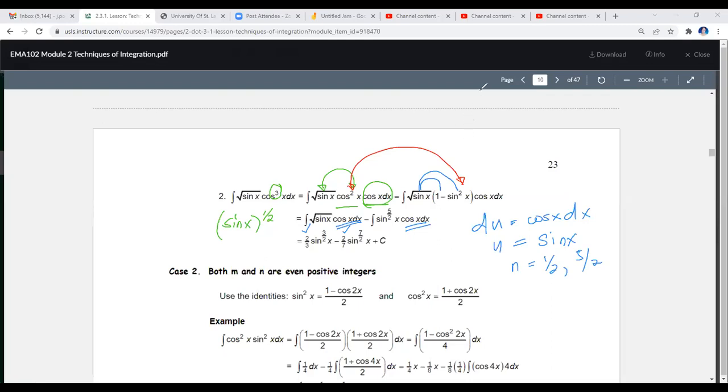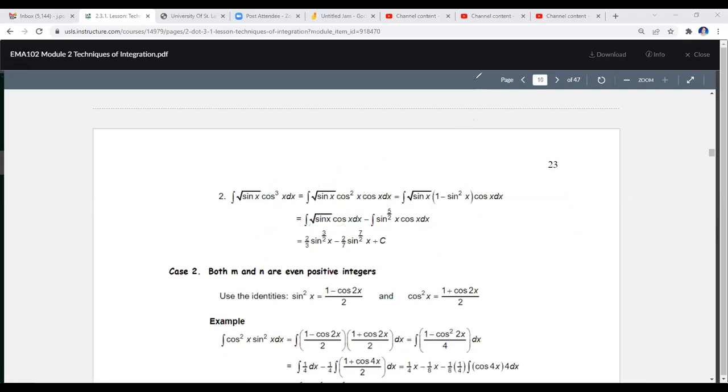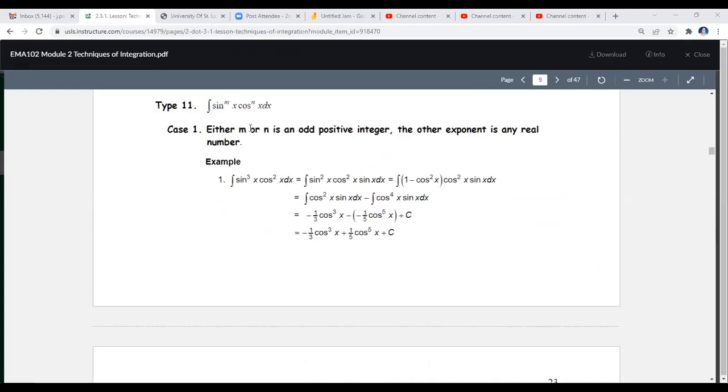So remember, before I go to case 2, this is just case 1. In case 1, you have either m or n is a positive odd integer. The other one is any real number. So we are talking about the exponents m and n. Case 1 says either. What about case 2?